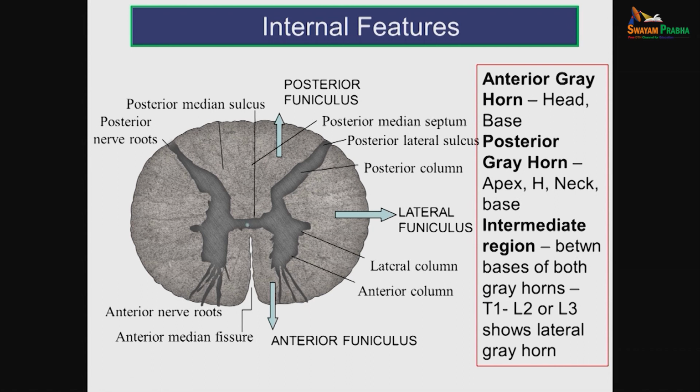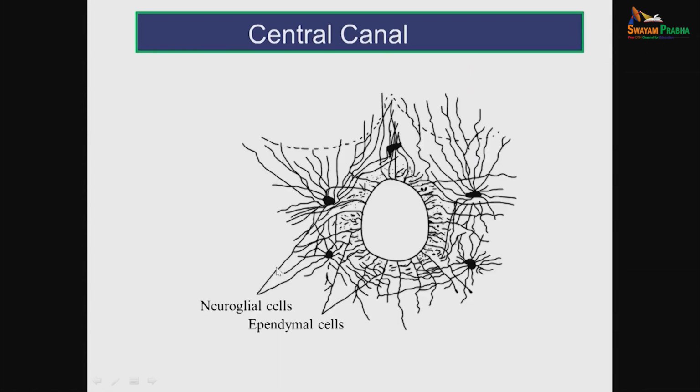This is the central canal. If you look at the central canal, this is a picture to show the central canal. It is lined by ependyma. The central canal of the spinal cord above will be continuous with the central canal of the closed part of the medulla. Then above it is continuous with the fourth ventricle. This is the central canal lined by ependyma. As you all know, ventricles are lined by ependyma.